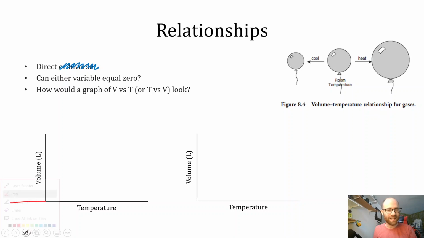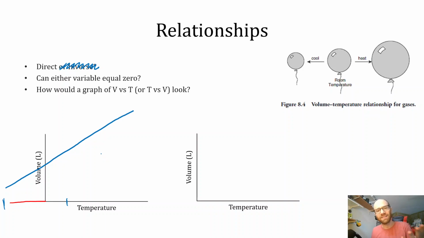I'm going to extend that line really quick because we had a situation where we were at, say, 20 Celsius, and then we cooled it down to -200. And so our volume temperature graph would look something like this, I guess. As one goes up, the other goes up. Direct relationship. Right now we have a positive slope. But can either variable be zero? Well, we established that it's not really possible for volume to go negative. That can't happen. Not allowed here.